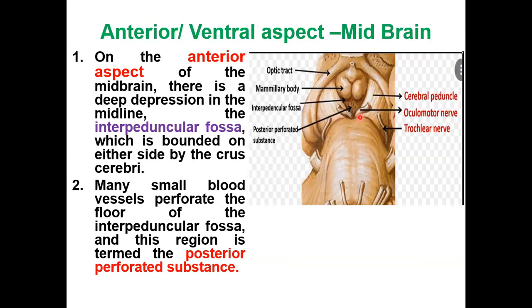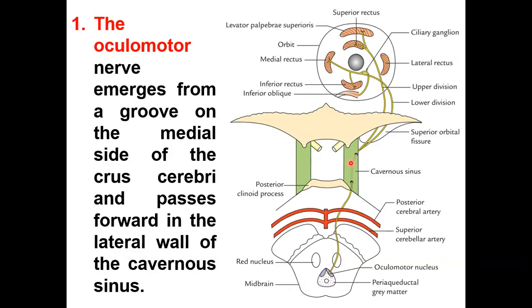Now the oculomotor nerve. This is the oculomotor nerve. The nucleus of its parasympathetic part is called the Edinger-Westphal nucleus. It is a very, very, very important MCQ. The Edinger-Westphal nucleus is related with which nerve? Answer will be the oculomotor nerve.